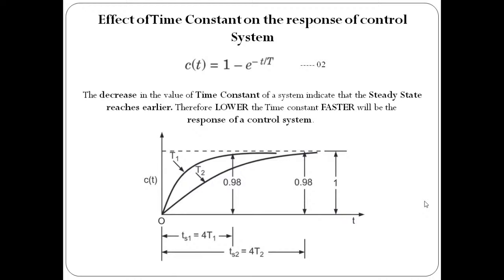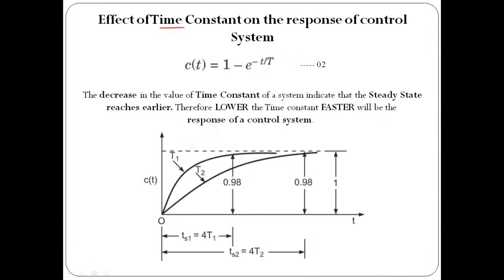Just now, we discussed in detail the concept of time constant, and I told you that time constant is nothing but the time taken by the response of a system to reach 63.2% of its final value. And finally, we conclude that if the time constant of a system is more, that means the response of the system is sluggish, and if the value of time constant is low, then the response of the system is fast.